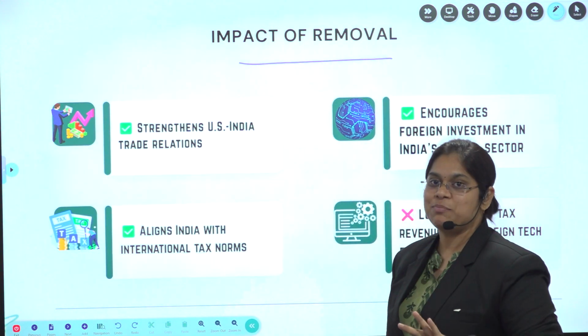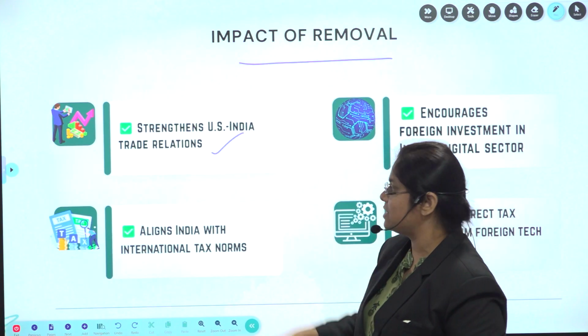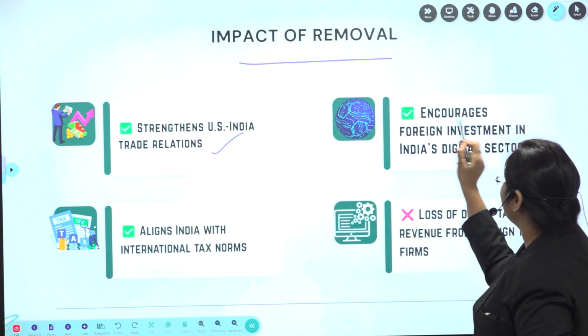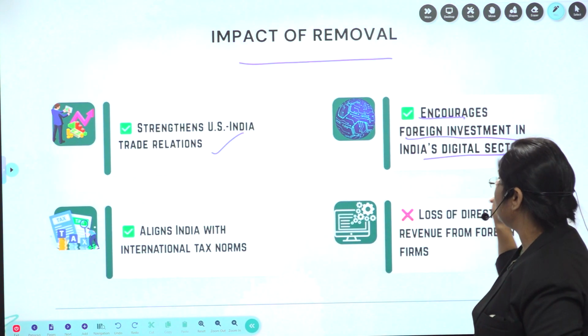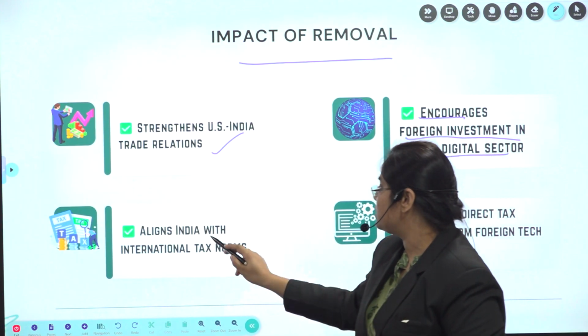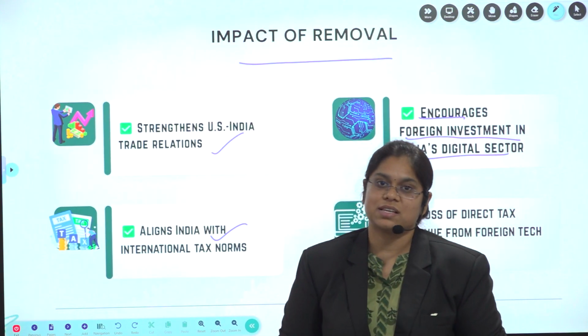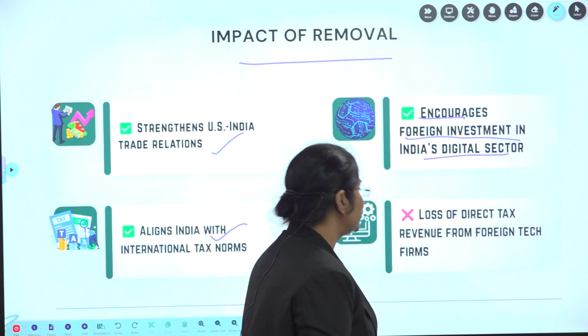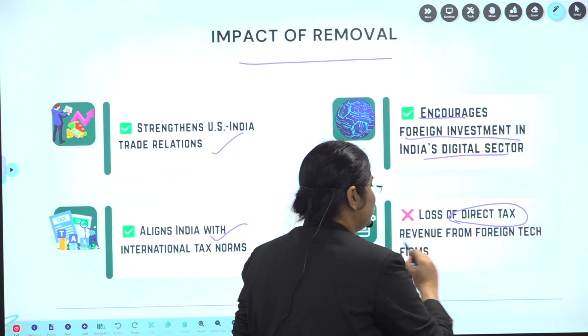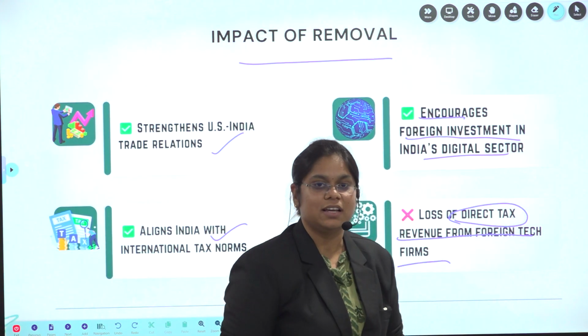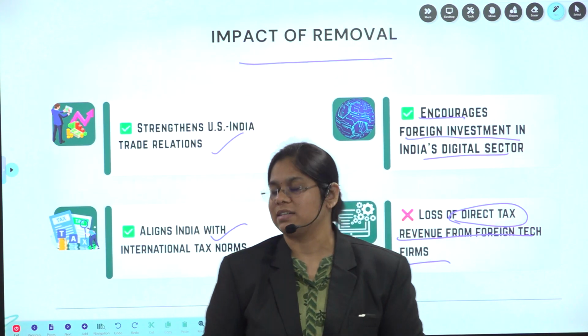Now, what is the impact of this removal? There are 3 positives: strengthening US-India trade relations, encouraging foreign investment in India's digital sector, and aligning with international tax reforms. But there is one negative, that is loss of direct tax revenue from foreign tech firms, right? This is one of its negative impacts.